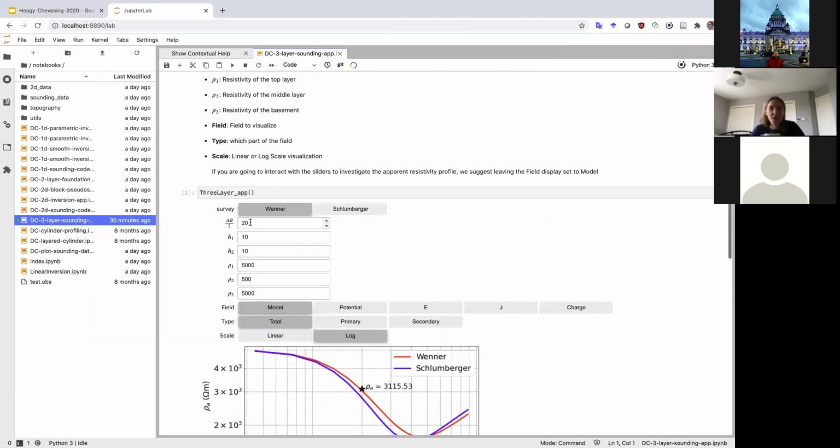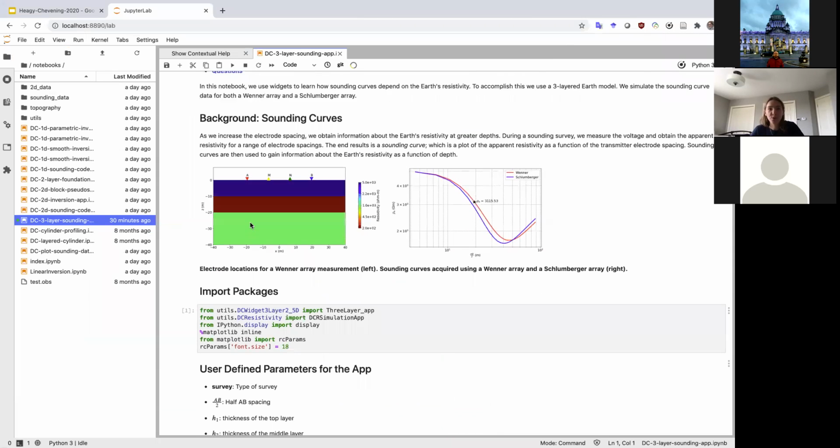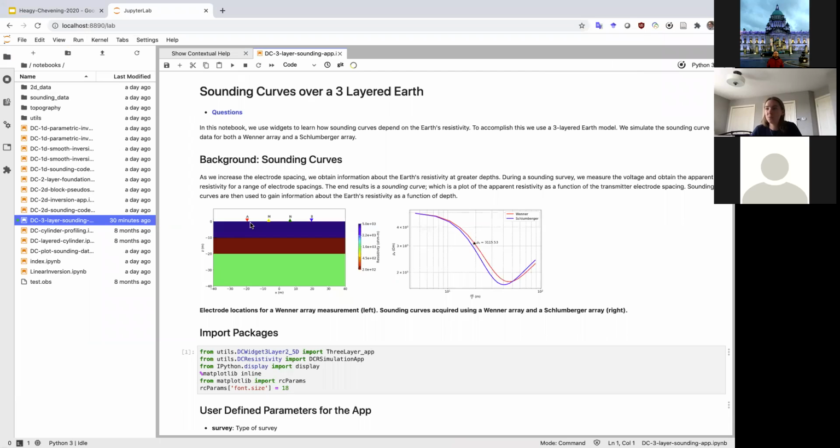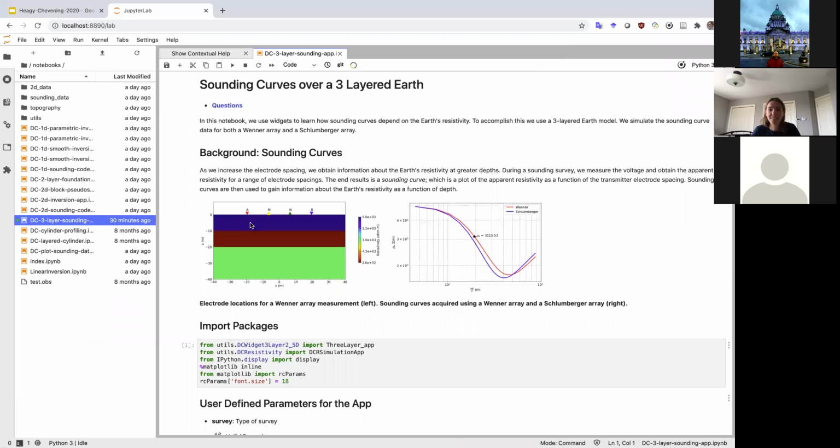No problem. I guess quick question for folks. How many people have seen a Jupyter notebook, or is a Jupyter notebook brand new? Is this brand new to anyone? I actually took a course about it, so I'm a bit familiar with the presentation. Yeah.